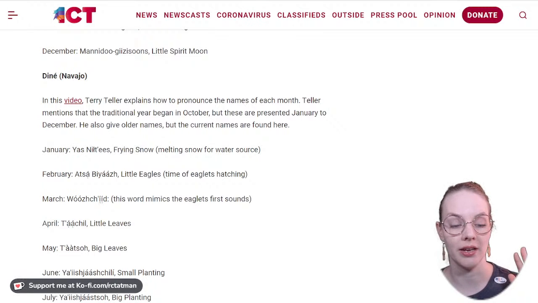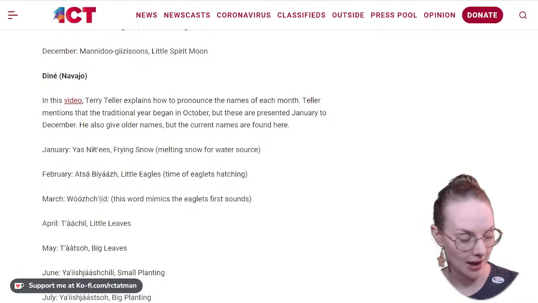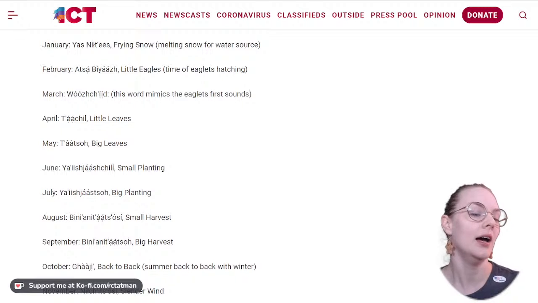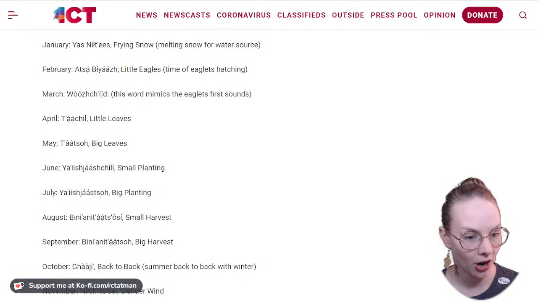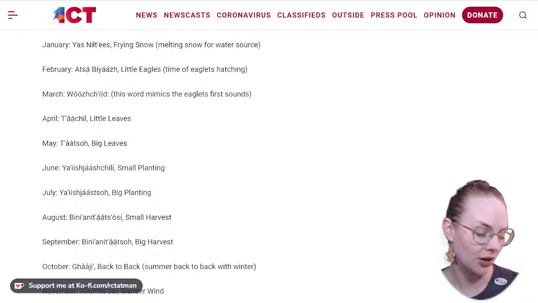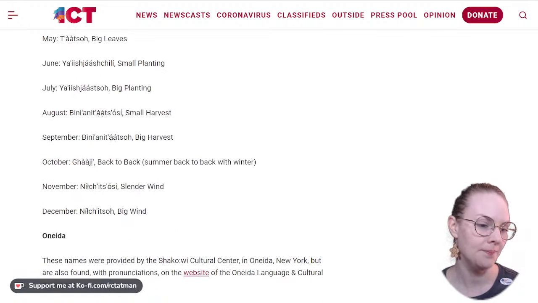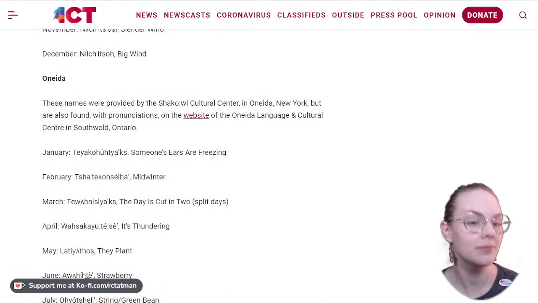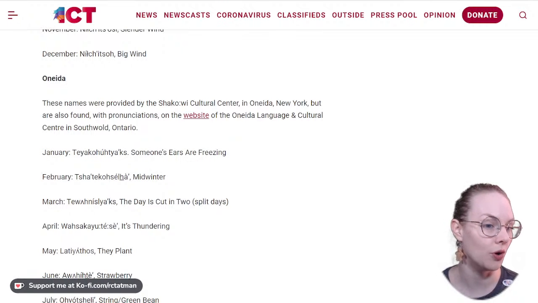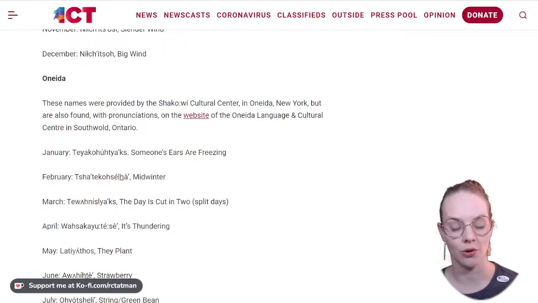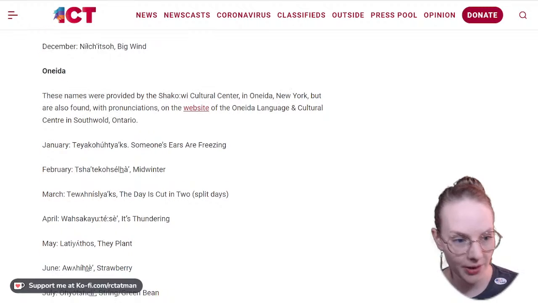So these are specifically Navajo names. August is the small harvest, September is the big harvest. October is back-to-back, summer back-to-back with winter, November is slender wind, and December is big wind. The Oneida names, so this is more New York, so sort of north again of where we are.